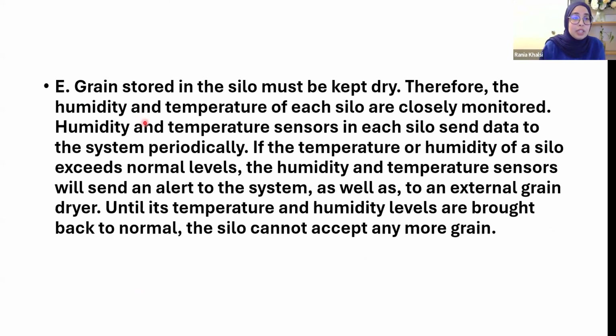It says that grain stored in the silo must be kept dry. Therefore, the humidity and temperature of each silo are closely monitored. Humidity and temperature sensors in each silo send data to the system periodically. If the temperature or humidity of a silo exceeds normal levels, the humidity and temperature sensors will send an alert to the system as well as to an external grain dryer until its temperature and humidity levels are brought back to normal. The silo cannot accept any more grain.